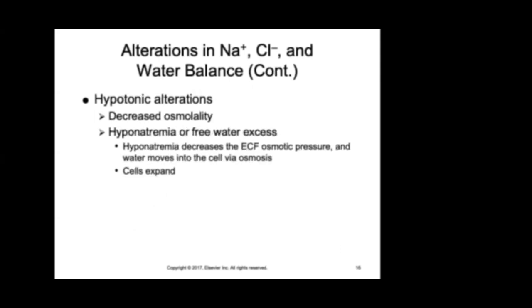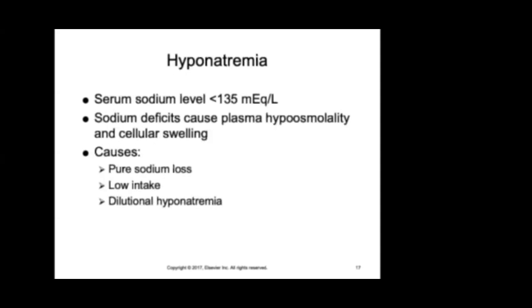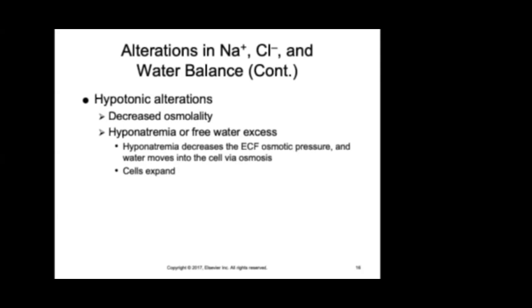Hypotonic alterations decrease osmolality. Hyponatremia or free water excess decreases the extracellular fluid osmotic pressure, and water moves into the cell through osmosis, and the cells expand. Basically, what you're describing here with hyponatremia is water toxicity. If you take in more water than your kidneys can clear, you're going to see tissue edema because the cells will swell up. The worst possible outcome of this is cerebral edema that can lead to coma and death.